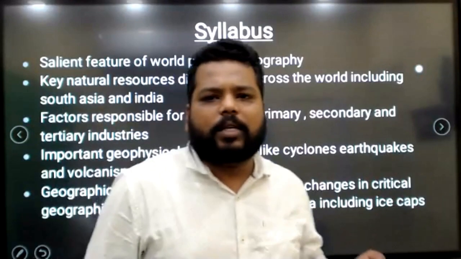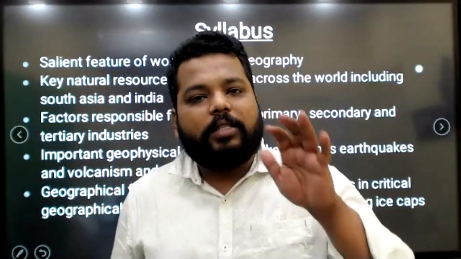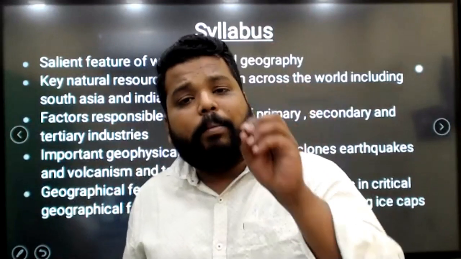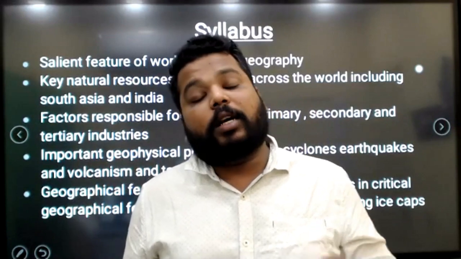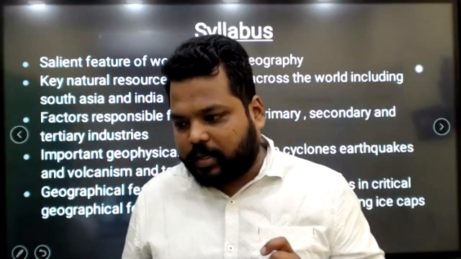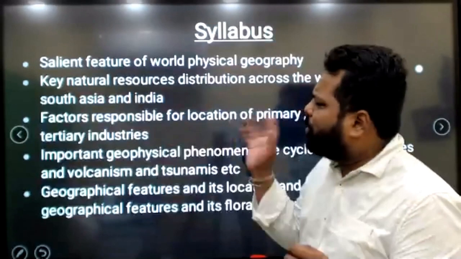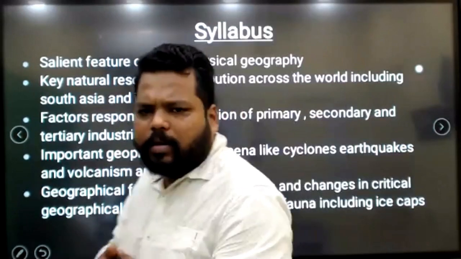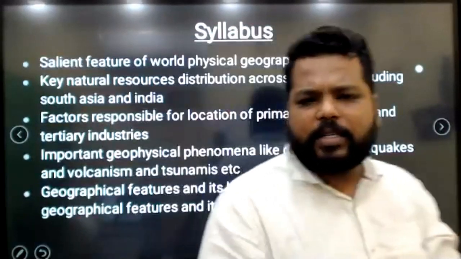Or else they will be asking: in the present sense, industrial inertia has become a major factor for the location of industries. Discuss how industrial inertia is pulling industries towards it. They will be asking these questions. Here the wording has been very simple. Explain, like from the third line of the syllabus, factors responsible for primary, secondary and tertiary industries.